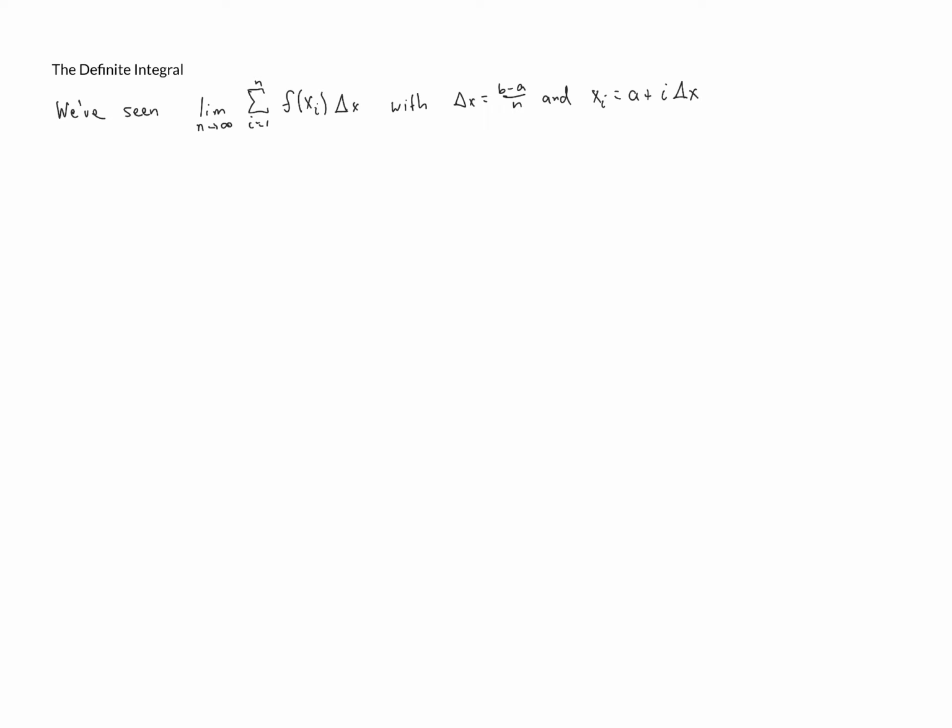Over the past week or so, we have seen limits in this form several times. The limit as n approaches infinity of the sum as i ranges from 1 to n of f of x sub i delta x, with delta x equaling (b minus a) over n and x sub i equaling a plus i delta x. We have seen these sorts of things several times when we compute areas.